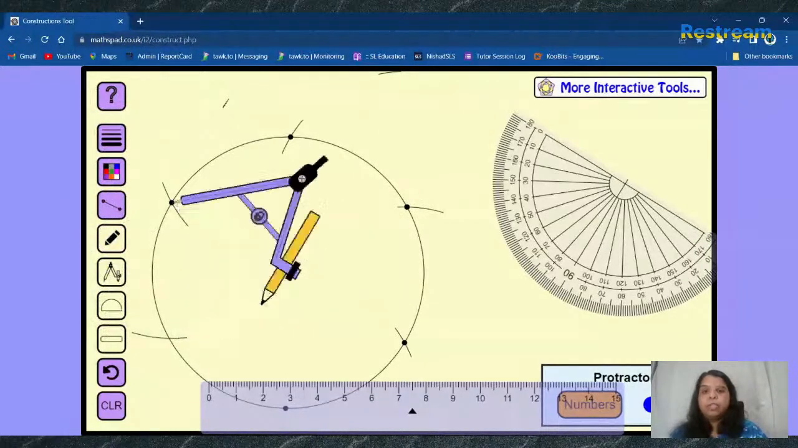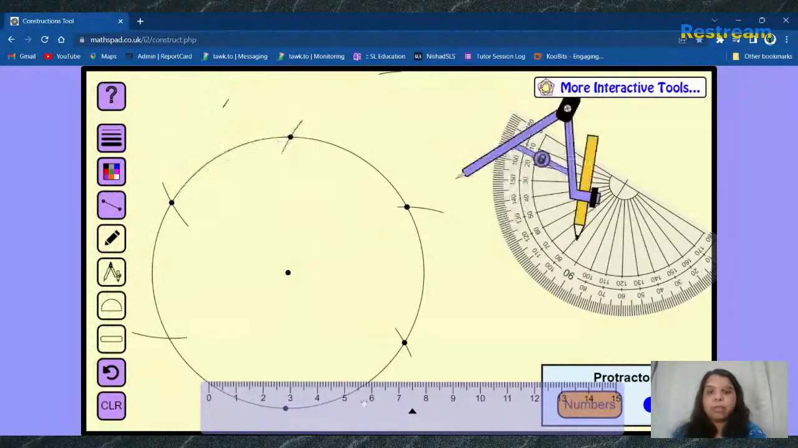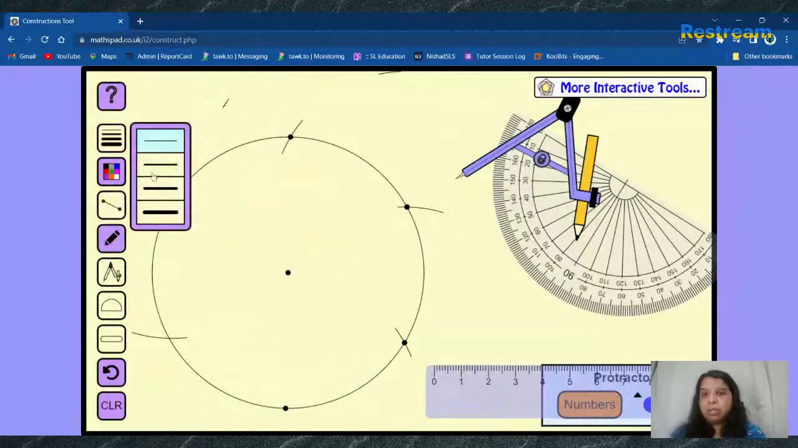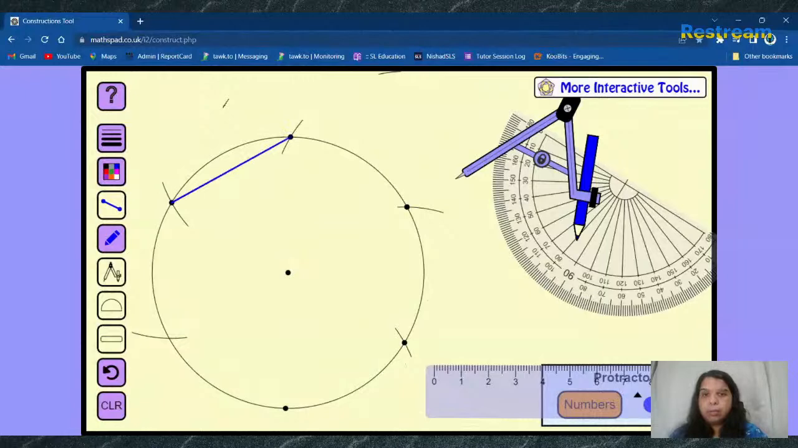Okay. So if you see, I have divided this circle into 6 parts. 1, 2, 3, 4, 5, and 6. So I can draw a proper hexagon. Let's change the color of the line too. So I'm going to draw a line. I'm going to join these points and I'm going to make a hexagon.